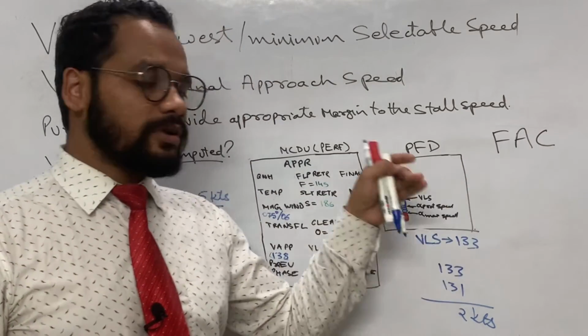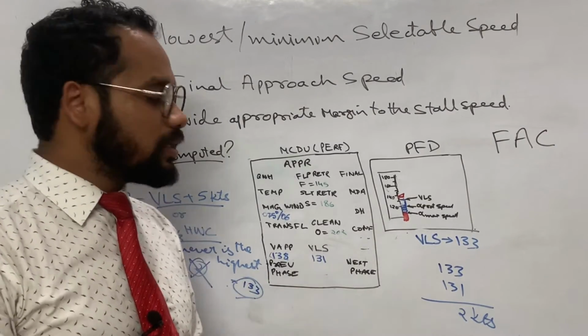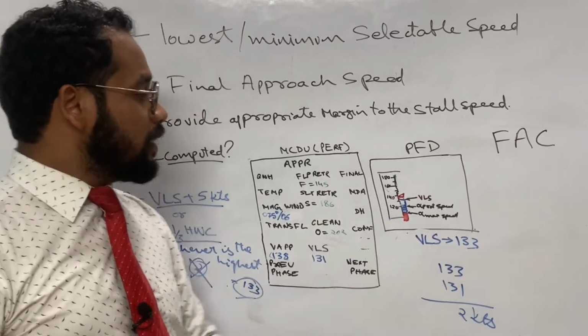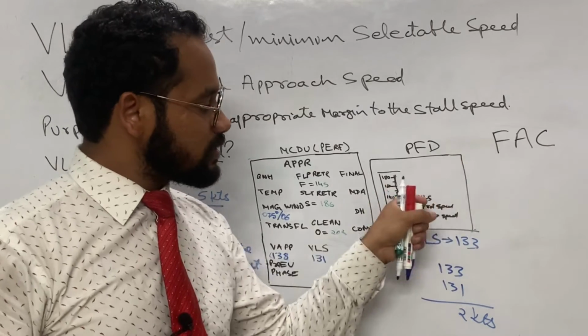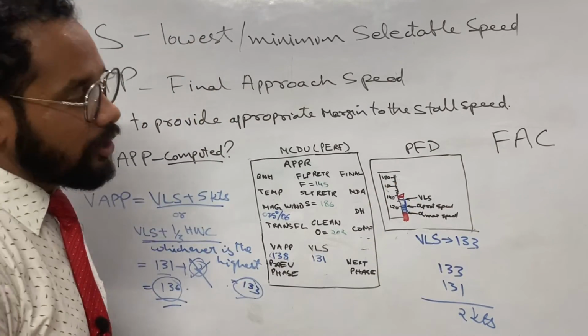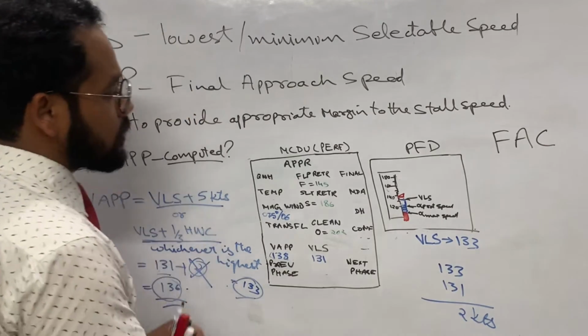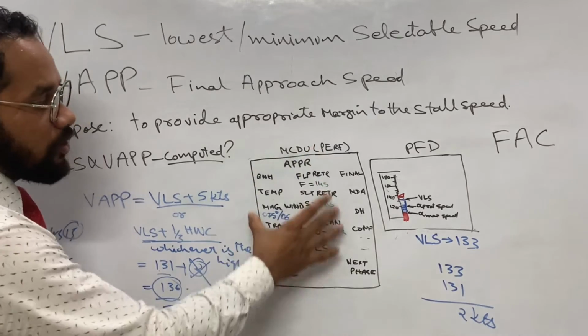Okay, FAC also calculates the characteristic speeds like the F speed, S speed, green dot speed, and the VLS. All these are calculated by the FAC. Okay, our main concern was with the VLS. So that's why we said VLS is calculated by the FAC based on the aerodynamic data, the CG and gross weight. Next, what about the VLS and VAPP indicated on the MCDU?